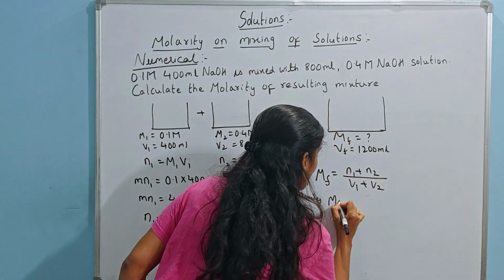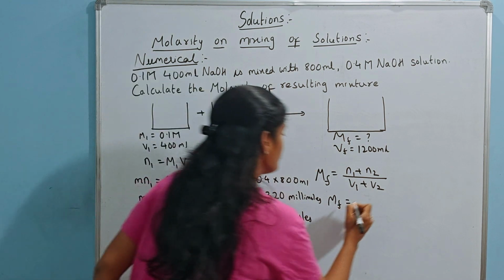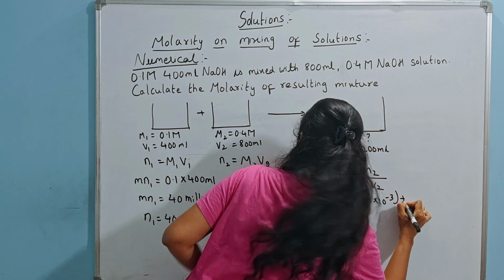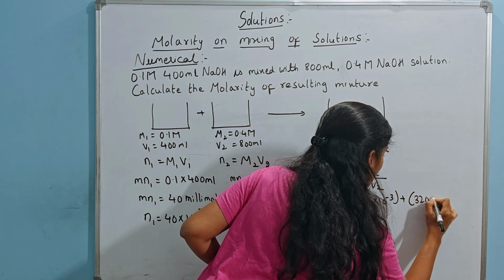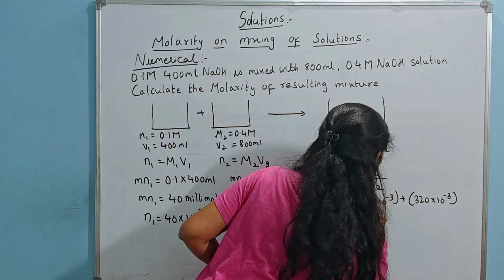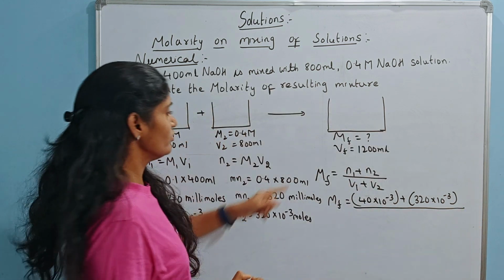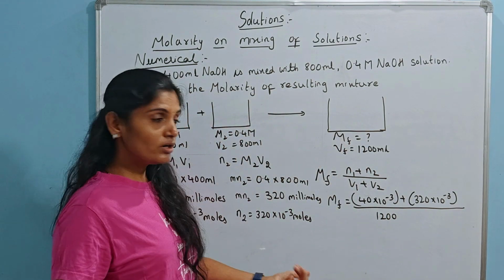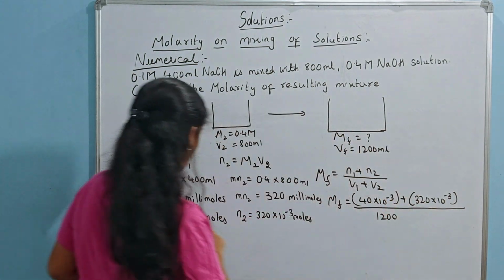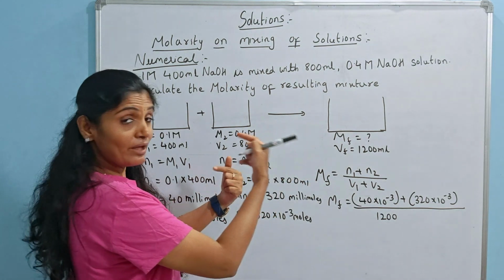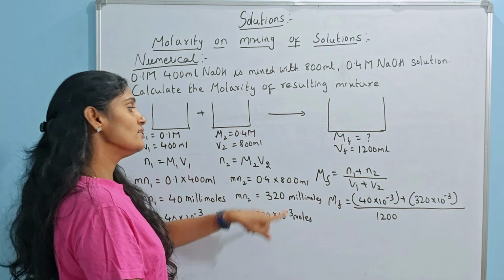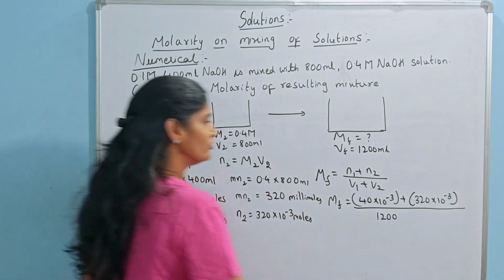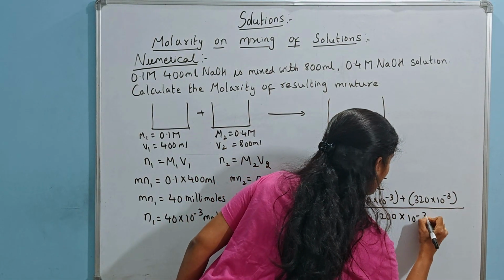Final molarity is equal to n1, which is how much? 40 into 10 to the power of minus 3 plus 320 into 10 to the power of minus 3, divided by the total volume, which is 1200 ml. I can't keep it in ml. I should convert it into liters because I have to take finally everything into liters. That is the reason, though I took ml here, I converted at last into normal moles. So 1200 into 10 to the power of minus 3.